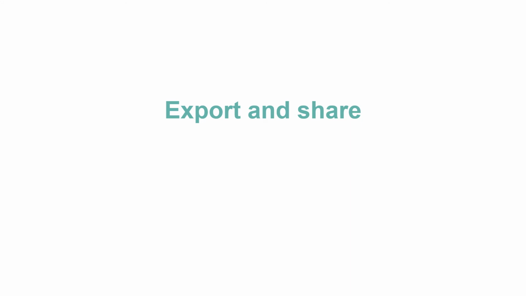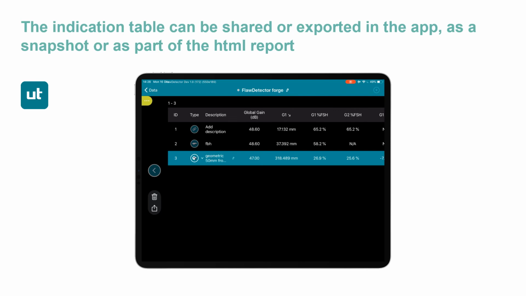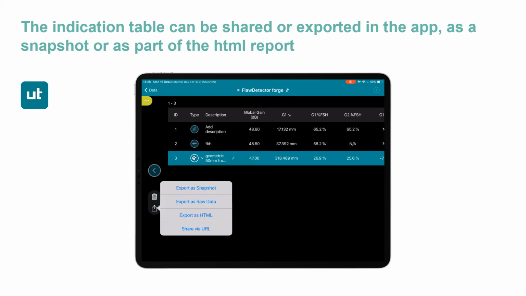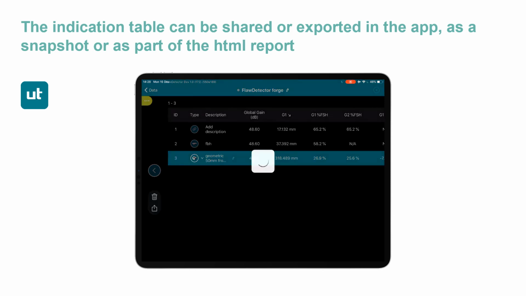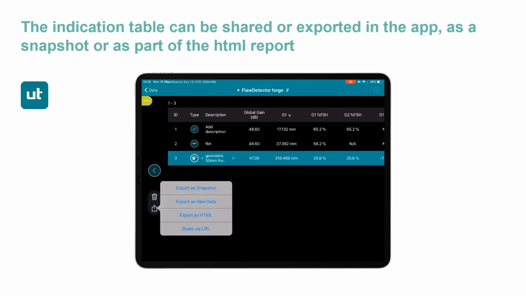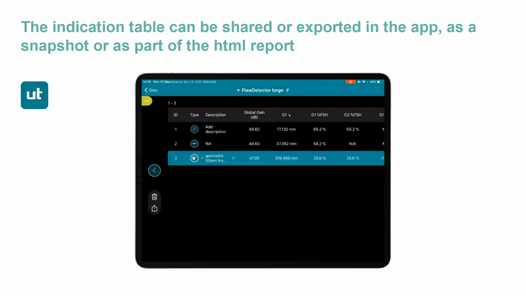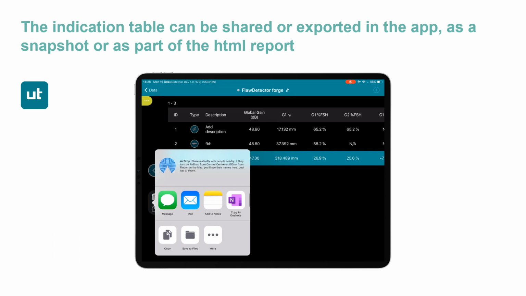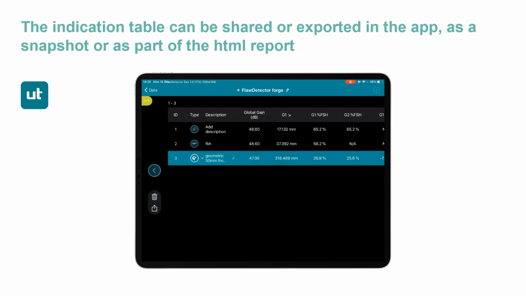So now that my indication table is complete, we'll want to export and share that, and I can show you here that we'll use the share icon in the left hand side of the panel, so we can export as a snapshot, raw data, HTML or URL. When you press it, you'll get a standard Apple menu where you can email or share to whoever you wish.